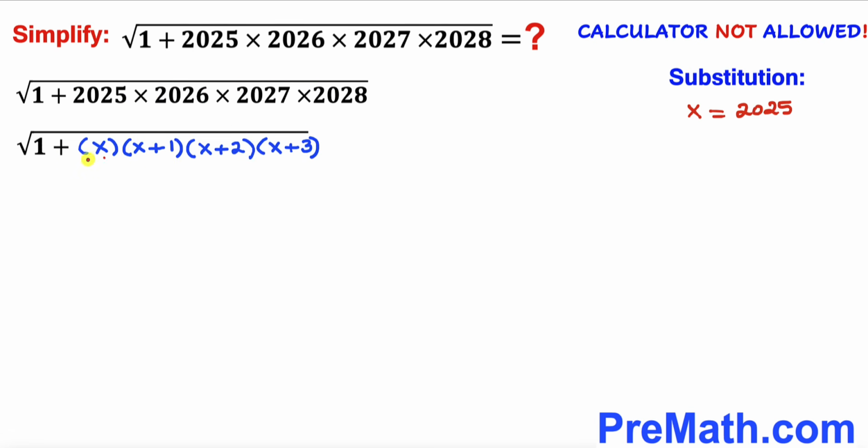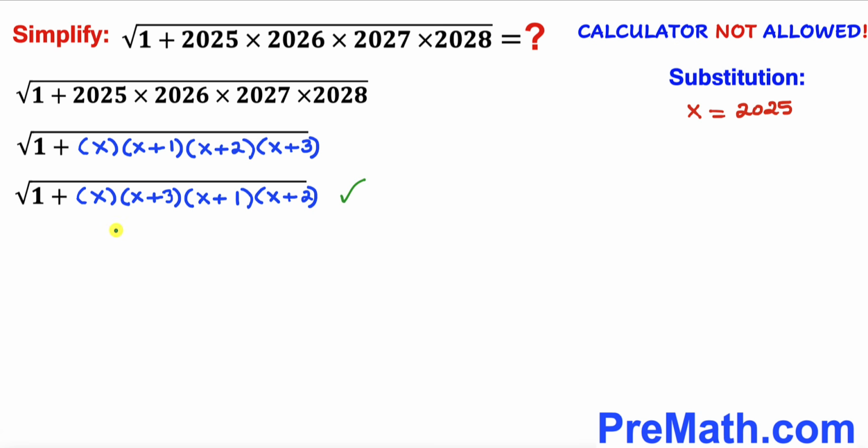Now let's focus on these four factors. I'm going to rearrange them. I'm going to put x and x plus 3 together, and likewise x plus 1 and x plus 2 together. As you can see in this next step, I have put x and x plus 3 together, and likewise x plus 1 and x plus 2 together. Now we are going to multiply out these two factors. If we distribute, we are going to get x squared plus 3 times x.